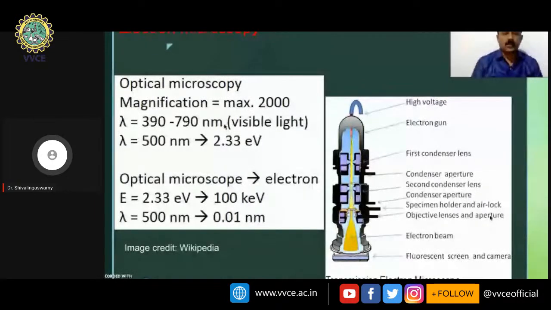For the electron microscopes, you can tune the wavelength nearly from 500 nanometer to 0.01 nanometer. Whatever is done by light in an optical microscope is done by the electrons in an electron microscope for imaging purpose. This is a simple transmission electron microscope. We'll be having an electron gun which emits electrons, magnetic condenser lenses instead of optical lenses, and a fluorescent screen to capture the beam.